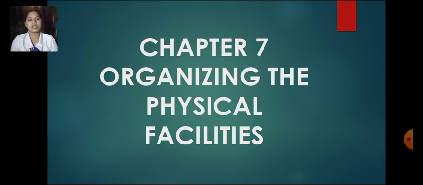And for today's video, I will be reporting Chapter 7, which is entitled Organizing the Physical Facilities. The physical facilities of an industrial enterprise consist of, first, the manufacturing plant. Second, the building and premises. And third, the machines and equipment necessary to make a product or range of products in the quantities desired.